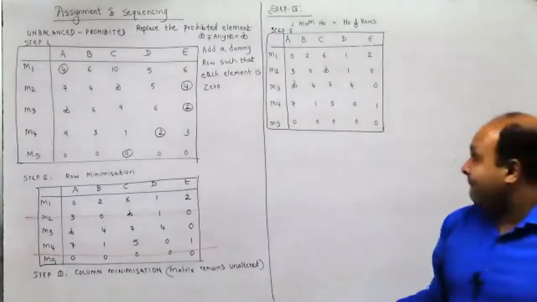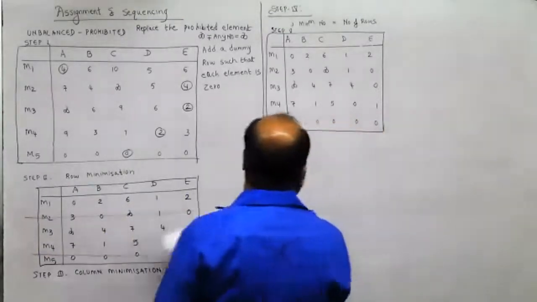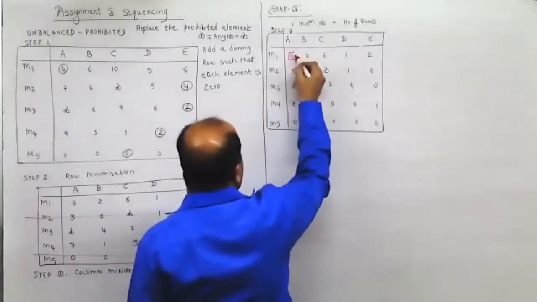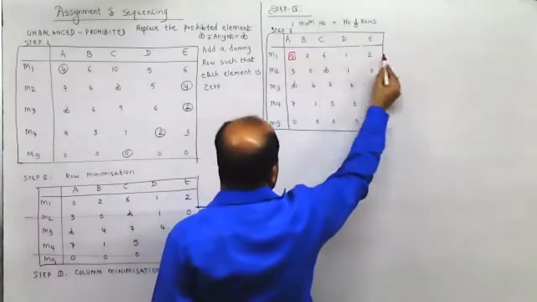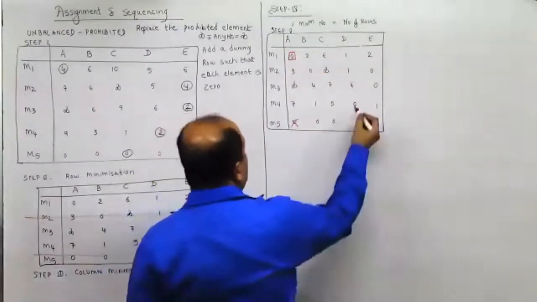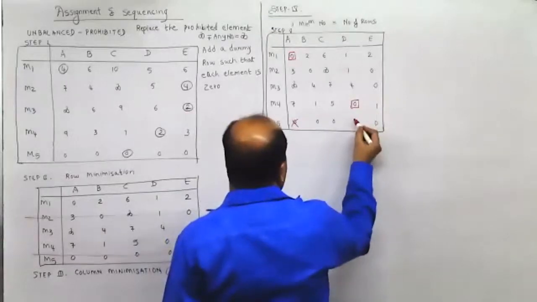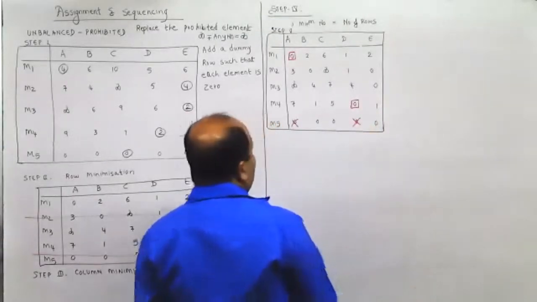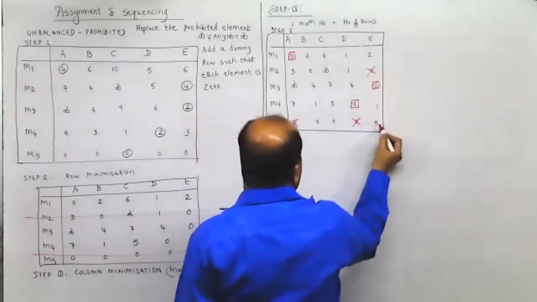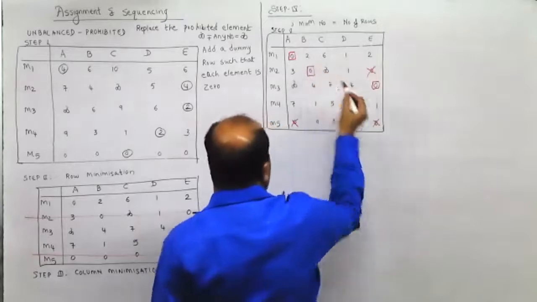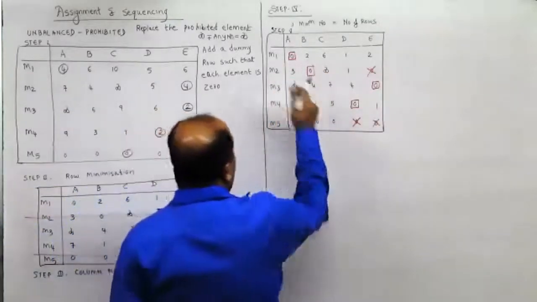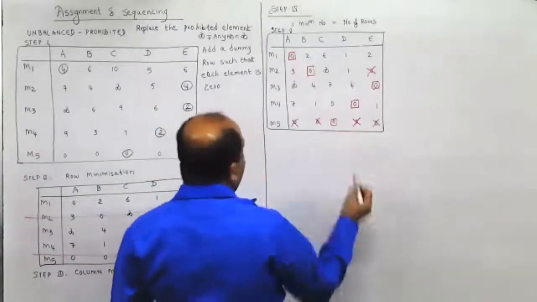I'll select that row or column which has one single 0. I have the first row where there is one single 0. The moment I select this, I'll cancel all zeros in that row and column. So this gets cancelled. Now I have one 0 in this particular row, so this gets cancelled. Next I have one 0 in this row, so these two get cancelled. Then I have one 0 here. I'm left with one 0 over here. This is the element for M2. This gets cancelled. This one gets selected.